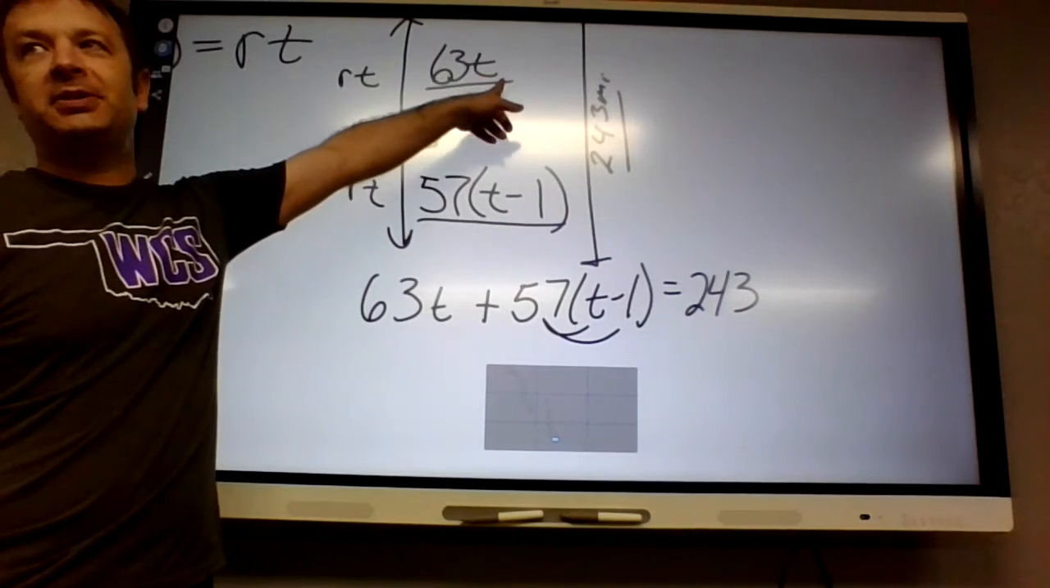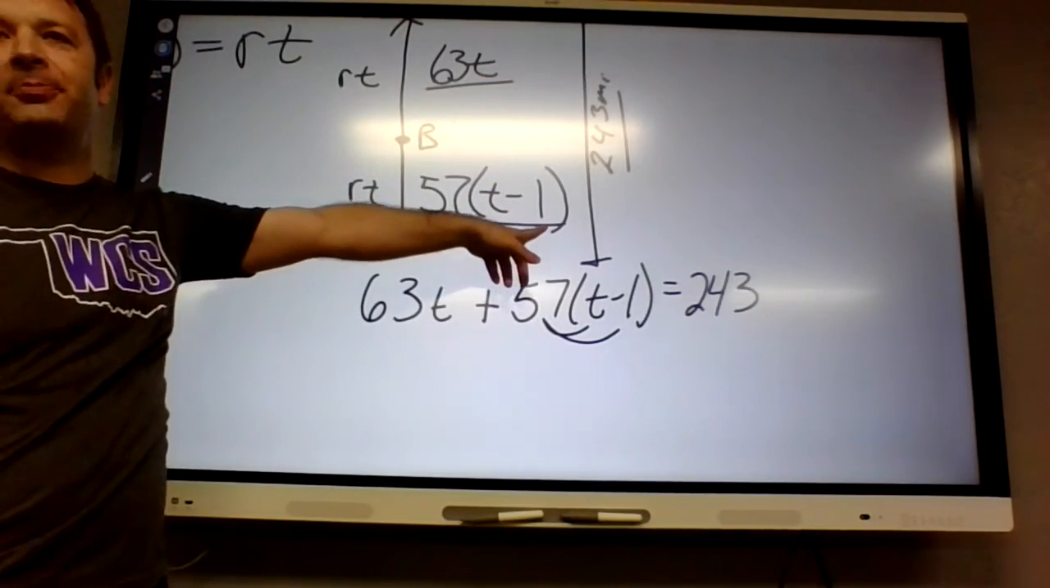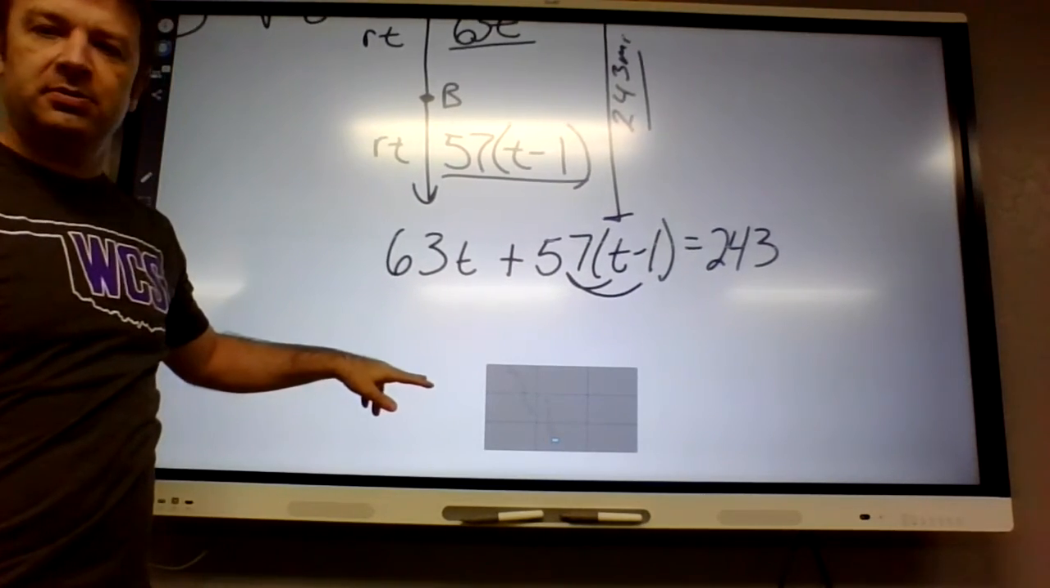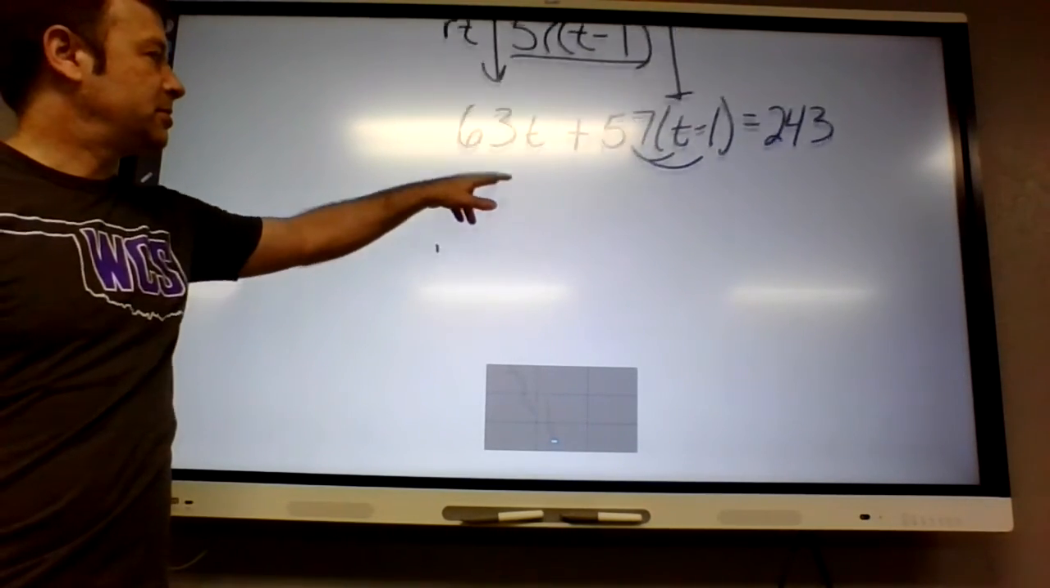T is the northbound train's time. T minus 1 is the southbound train's time. So we just find out what this one is? Yeah, so plug it in for T.